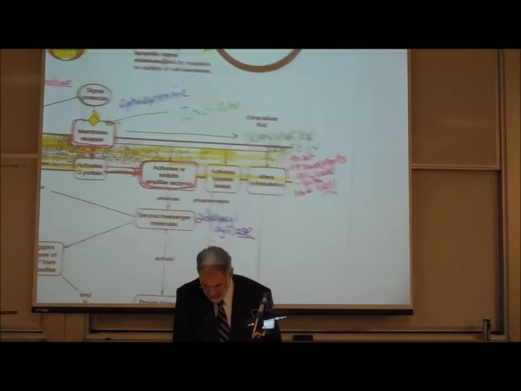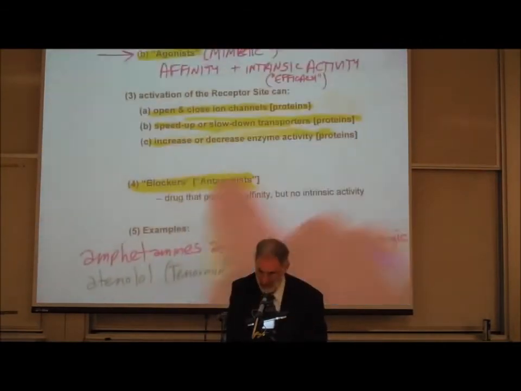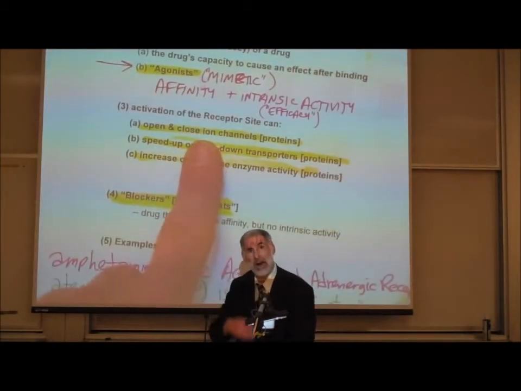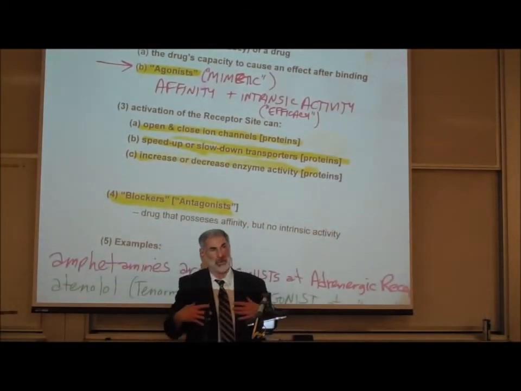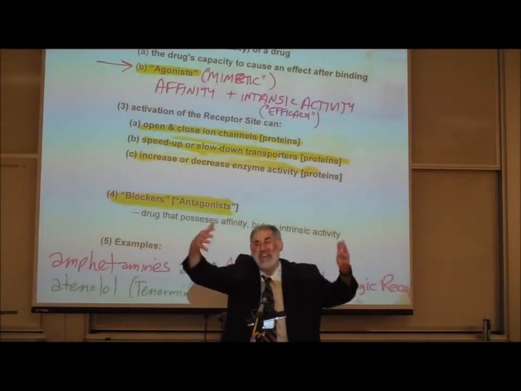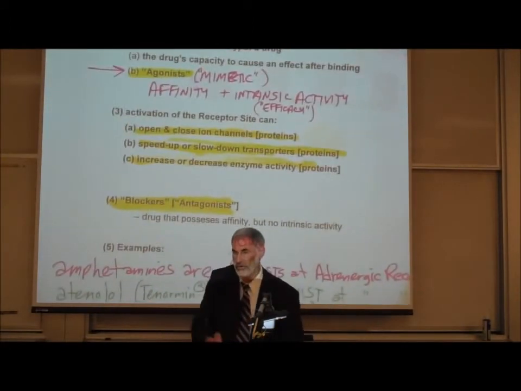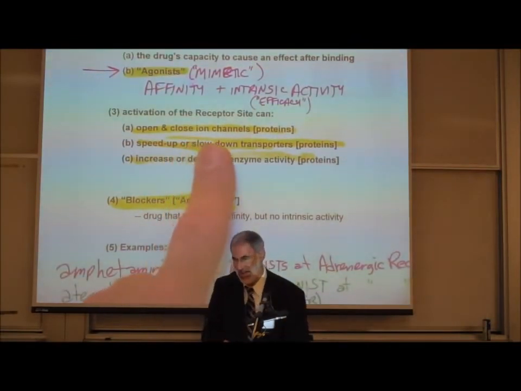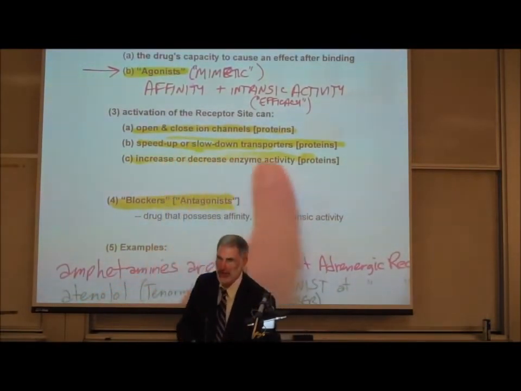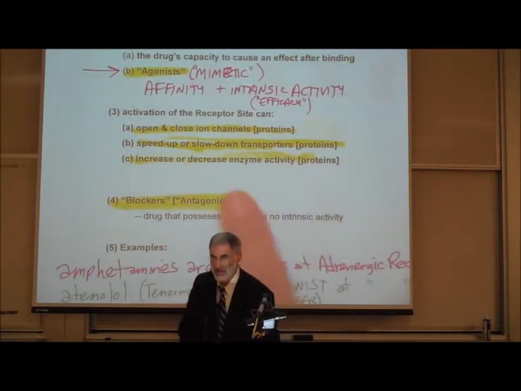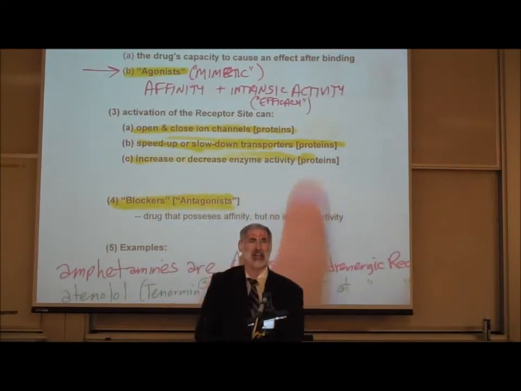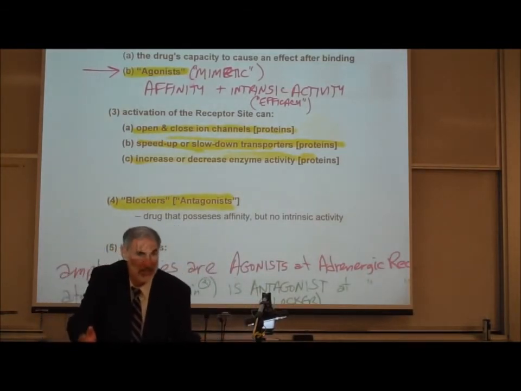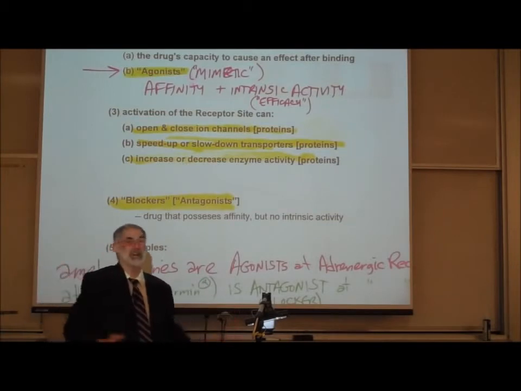What did I write on B15? What did I say can happen when a receptor site is activated by a natural hormone or neurotransmitter or by a drug that mimics the action of our own hormone or neurotransmitter? It either causes an opening or closing of an ion channel, a speeding up or slowing down of a transporter protein, or an increase or decrease in an enzyme activity. That's all that our own hormones and neurotransmitters do, and that's all that a drug can do.